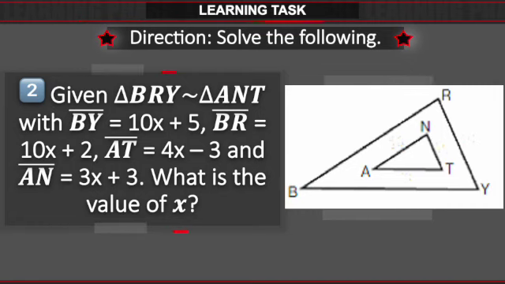Next one, number 2. Given triangle BRY similar to triangle ANT with line segment BY equals 10x plus 5 and line segment BR equals 10x plus 2. Line segment AT equals 4x minus 3 and line segment AN equals 3x plus 3. The question is, what is the value of x? Okay, I'll give you time to finish this up. Okay, I think you're done already. So let us check your answer.